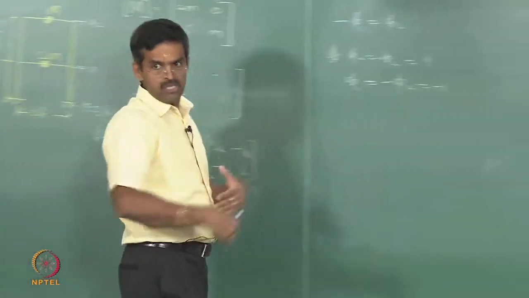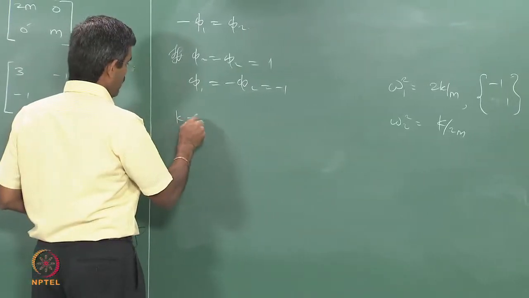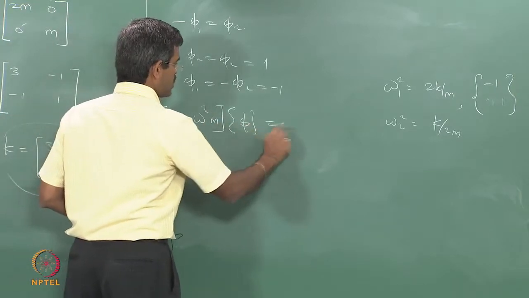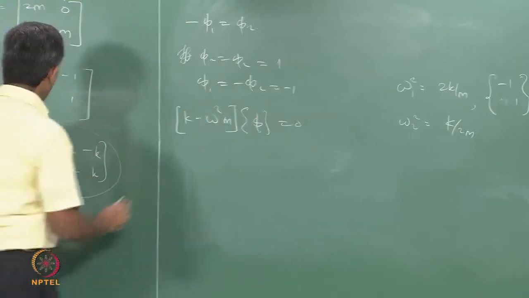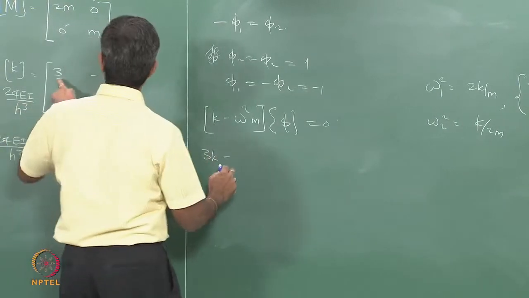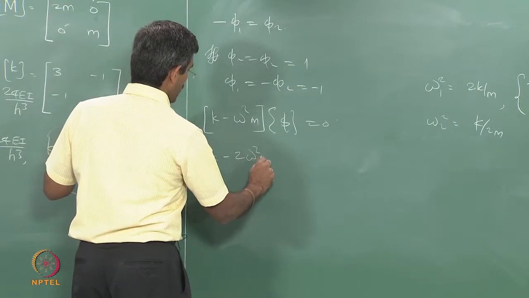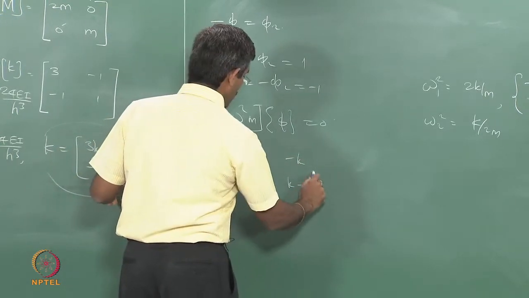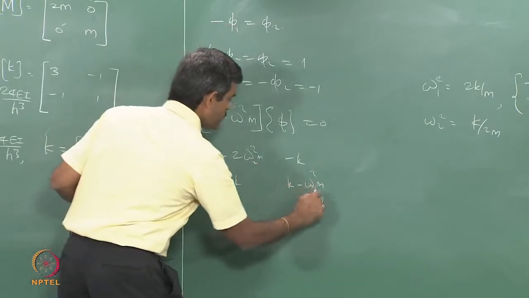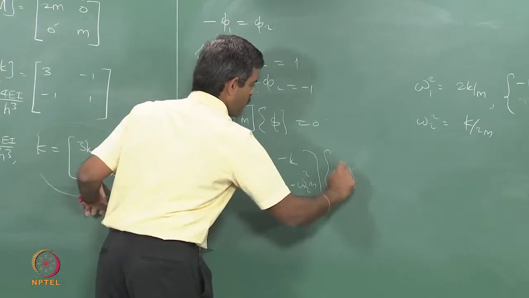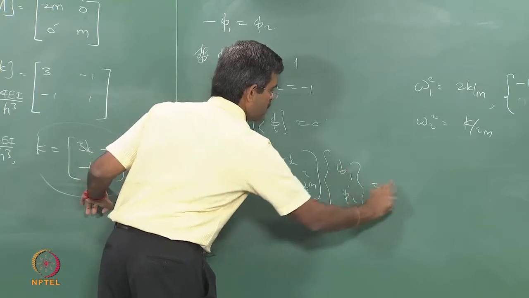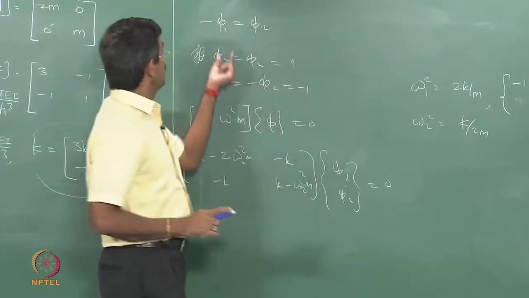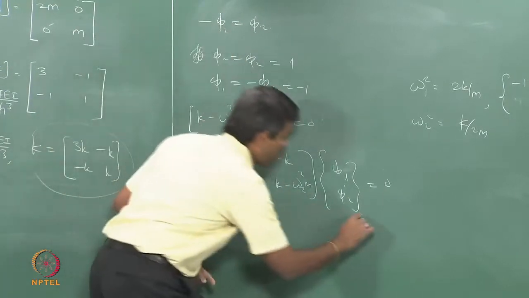Now, I want to find the same procedure for the second set. So, k minus omega square m multiplied with phi should set to 0, and let us do this matrix again. So, 3k minus 2 omega square m, minus k, minus omega square m. I substitute 2 here, multiply this with the vector phi 1 and phi 2, set it to 0. Remember, please note, this phi 1 is nothing to do with this phi 1. This is the second vector.